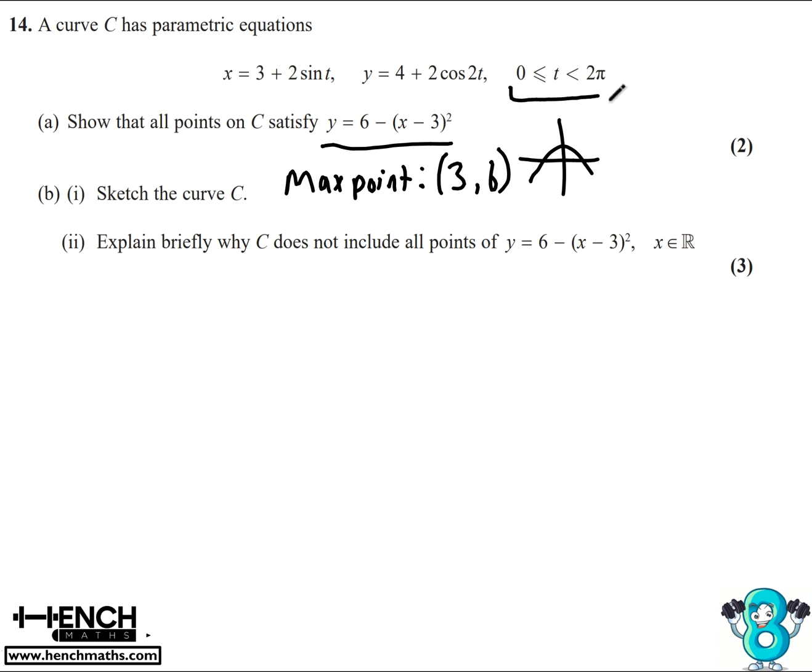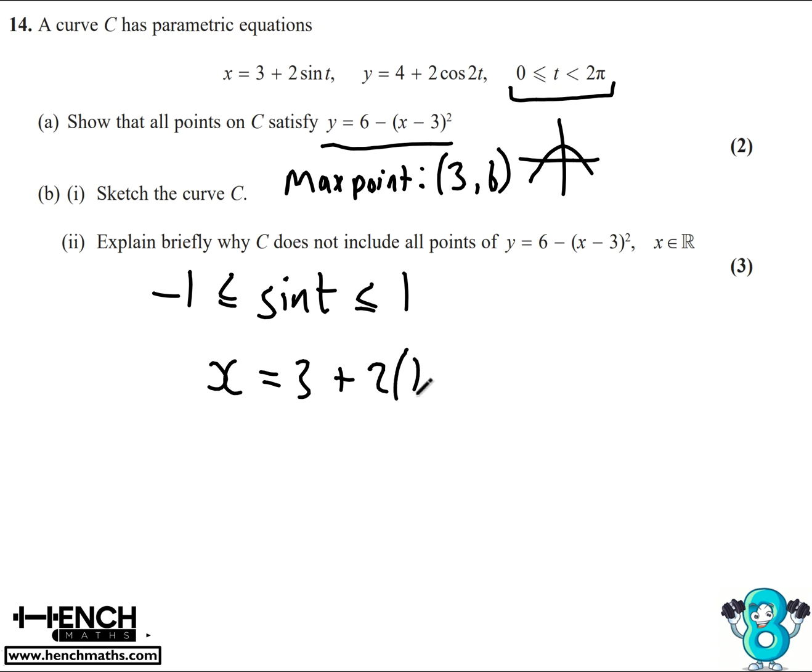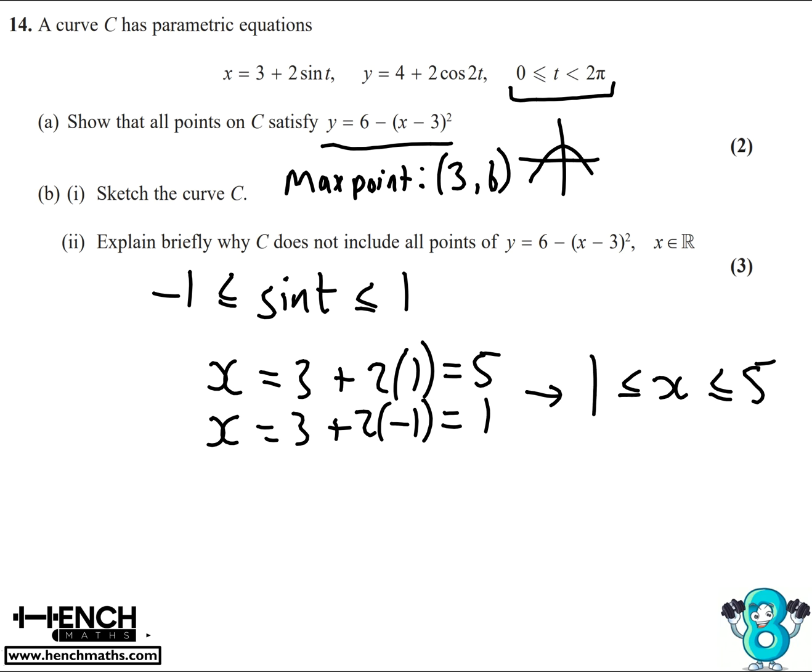We also need to consider the fact that it's a parametric equation. Because t goes from 0 to 2π, this is a full cycle of sin and cos. So sin t will go between 1 and negative 1 in a full cycle. If we put that into our x, at the maximum value x will be 3 plus 2 times 1, which is 5, and x will be equal to 3 plus 2 times minus 1, which is 1. So it's important to realize here that our range of values for x is going to be between 1 and 5 when we're drawing our sketch.